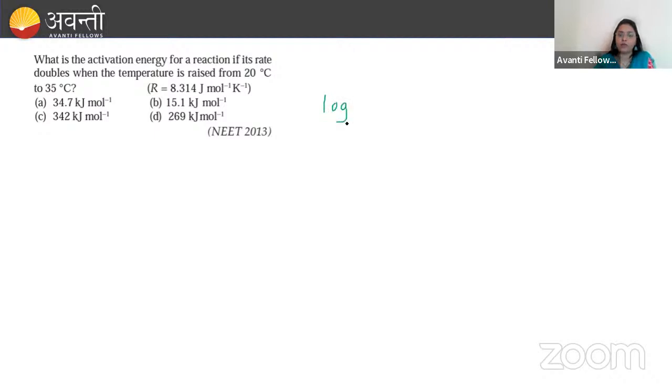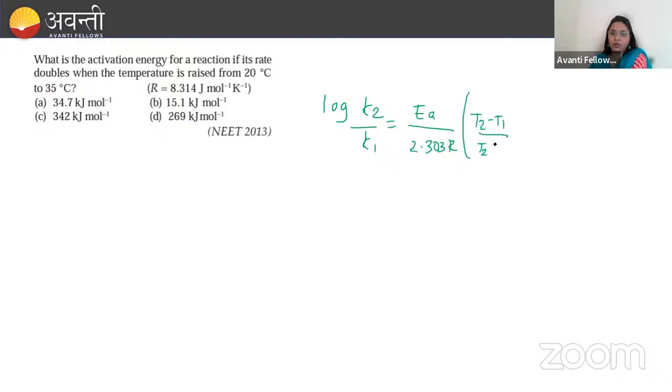So log of K2 by K1, okay, log of K2 by K1 हमारा formula है is equal to energy of activation divided by 2.303 R. यहाँ पे टेम्परेचर से हमारे T2 minus T1 divided by T2 into T1. So use this formula and find out the energy of activation.